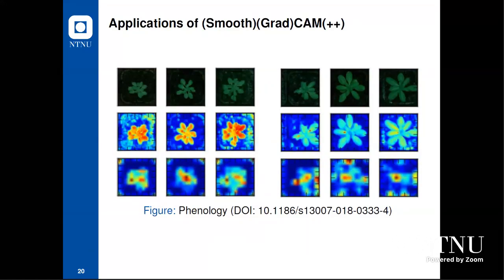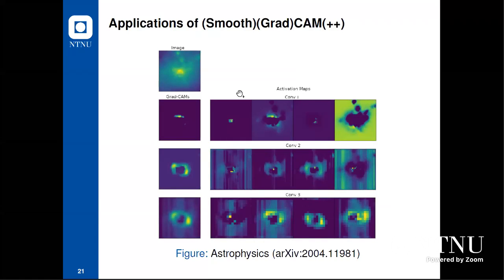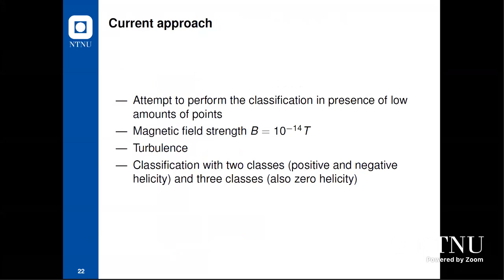Another application is phenology. In the case of phenology, you can see that this heat map or CAM is activated when you have the plant. And also in the case of astrophysics. In this case, this should be an astrophysical object. That could be anything, actually. I am not sure. This is the original image, and this is the CAM, or I don't know if this is CAM, GradCAM, GradCAM++, or Smooth GradCAM++. The difference is not a huge difference in terms of visualization.